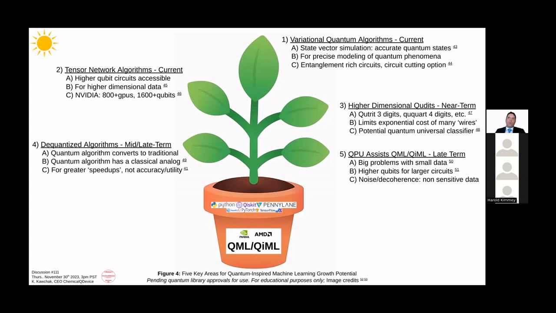Now, say you want to do a 5-class classification, so that'd be a 5-dimensional qudit. In that case, in theory, you could use only this one wire, and then you wouldn't have to use as many wires, which are not cost efficient. So there's been some work with this as a potential quantum universal classifier.